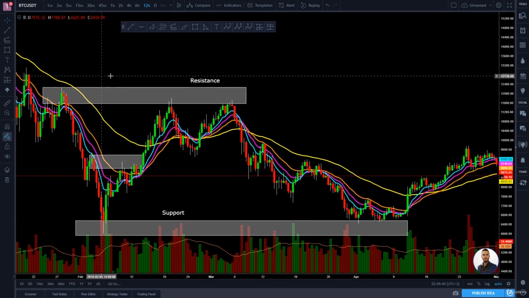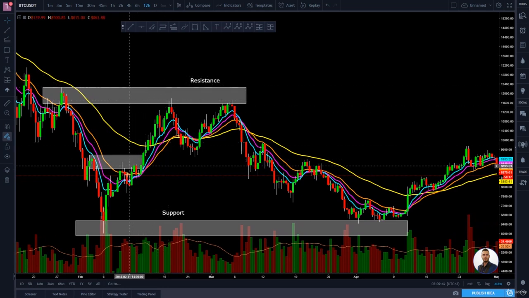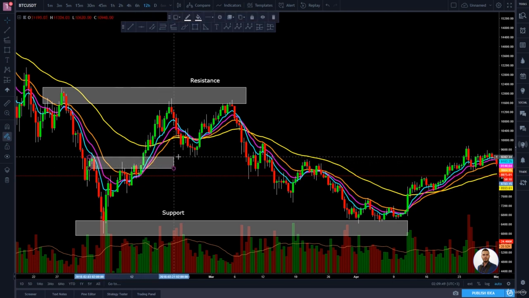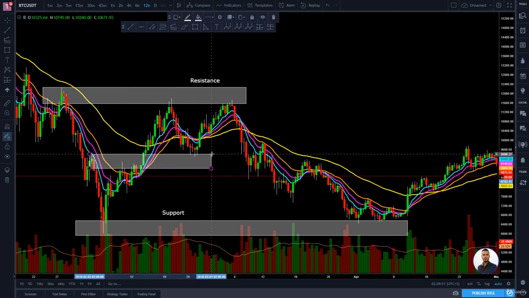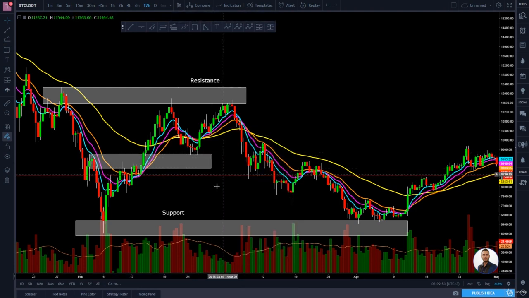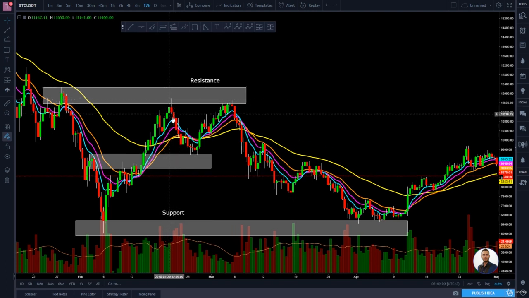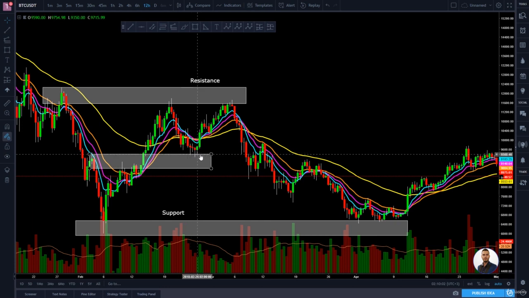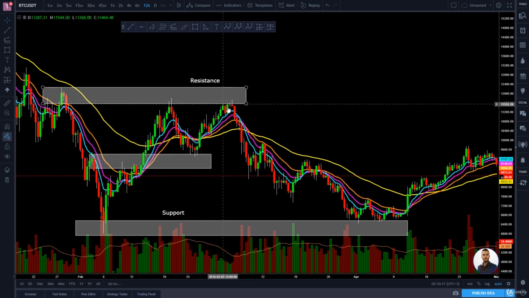Also, because this resistance was broken to the upside, now this area over here becomes a support zone, because what used to be a resistance, if we break it to the upside, now becomes support. Because we couldn't break the next resistance zone over here, people will want to place their buy orders at this support zone. And as you can see, it held very nicely, and we start to test again this big resistance right here.